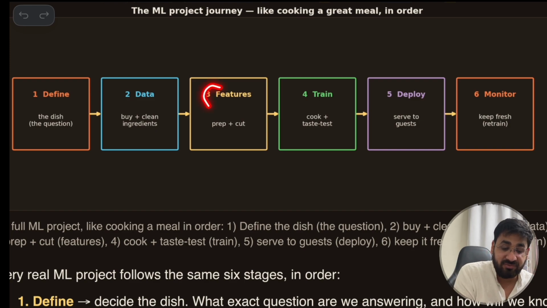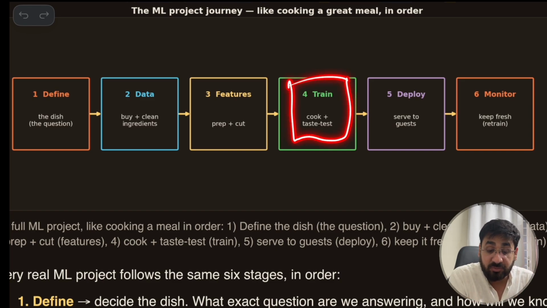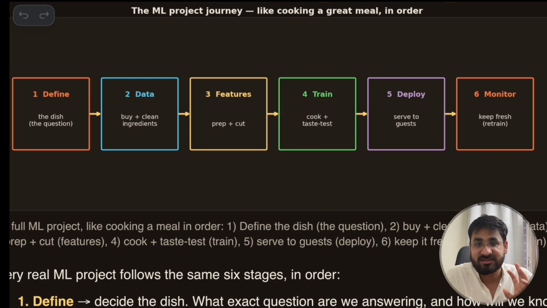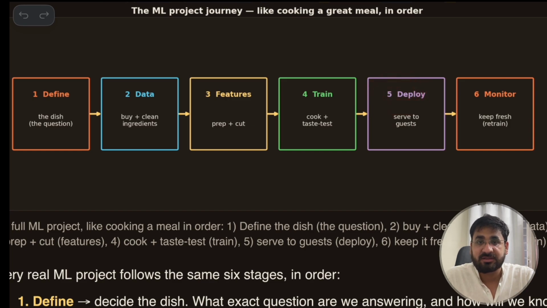Third is feature. You prepare and do the chopping, the cutting. Now the real thing that we have covered in 17 days is only the fourth part, that is training, which in cooking terms is tasting the test. We will test the taste of our meal, right? Now fifth is deploy, serve to the guest, right? And the sixth one is monitoring. Always monitor whether it is fresh or not.